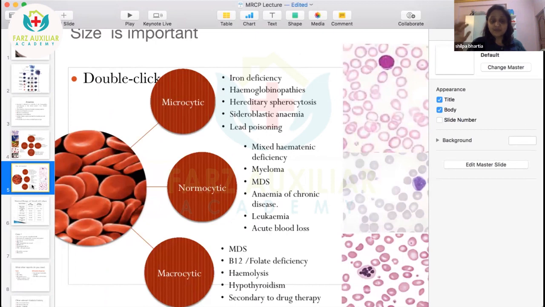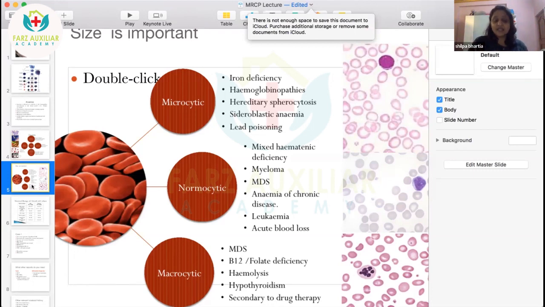So the normal MCV varies a little bit from lab to lab, but somewhere around 80 to 95 is the normal MCV. Anything below 80 is called microcytic. Anything above 95, 96 is called macrocytic, and in between that range is normocytic. So you have to divide your causes of anemia into microcytic, normocytic, or macrocytic.